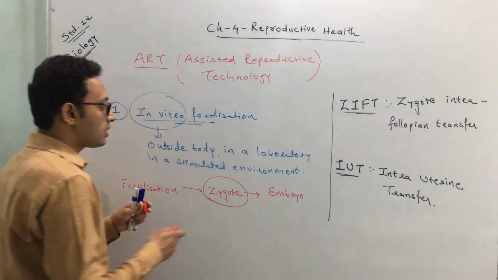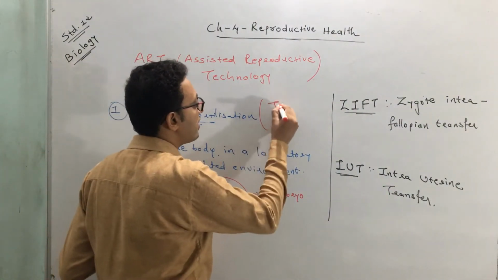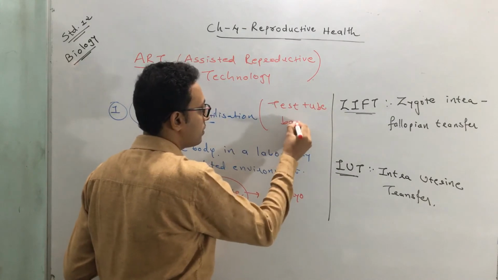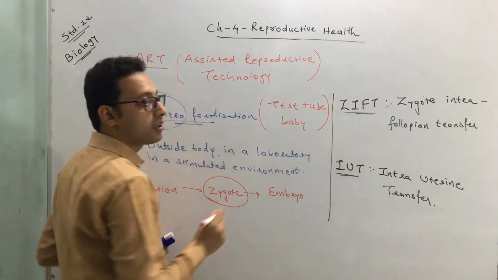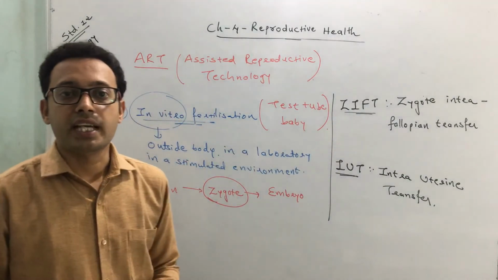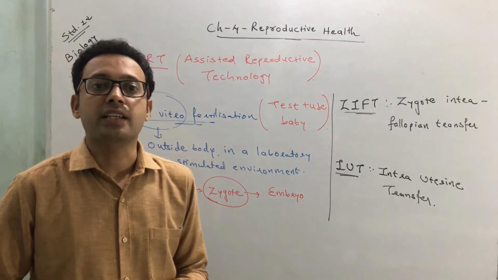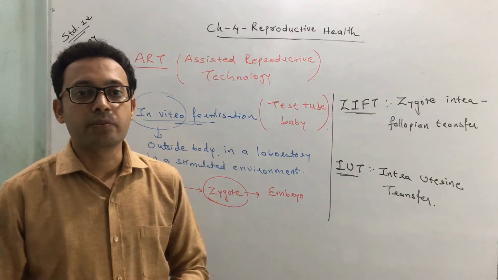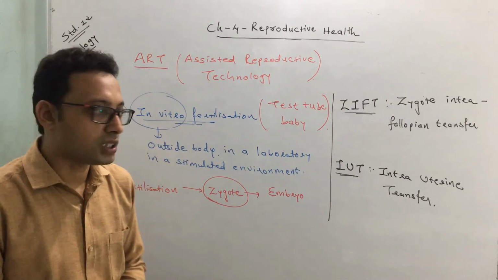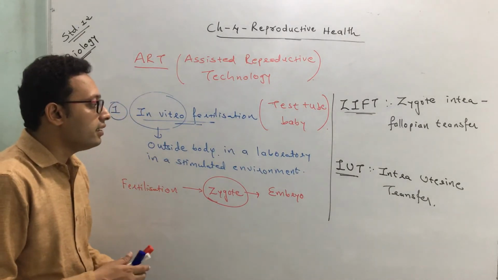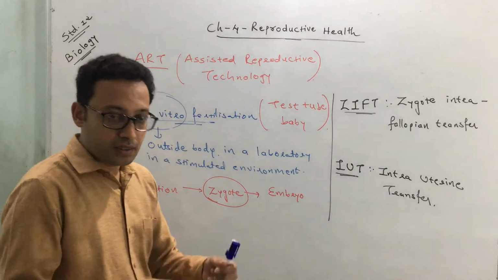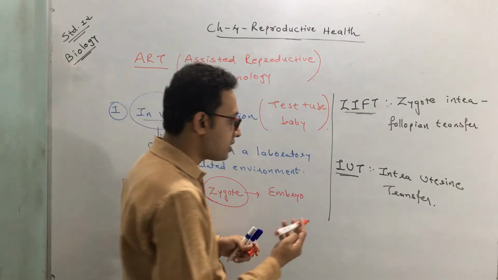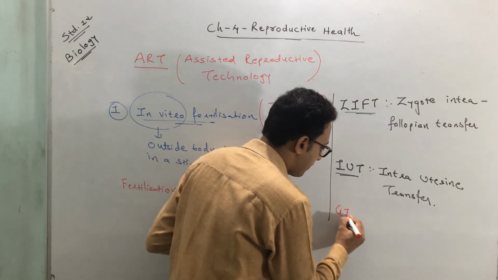Commonly we identify this technique as the test tube baby program, in which the zygote and embryo are formed in a laboratory, in a simulated environment, and then they are transferred. So these are the techniques ZIFT and IUT. Another technique, which is just a transfer technique, is called GIFT.